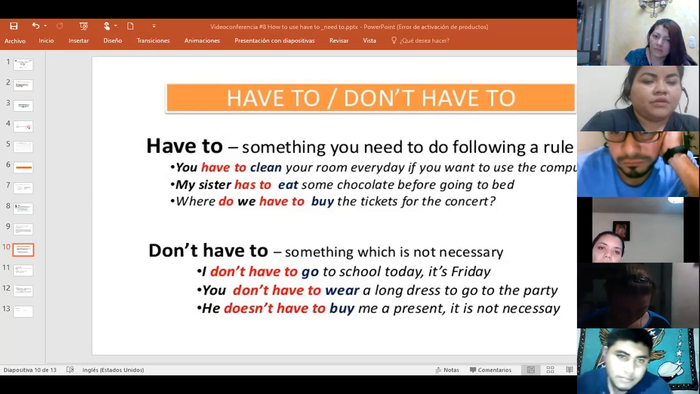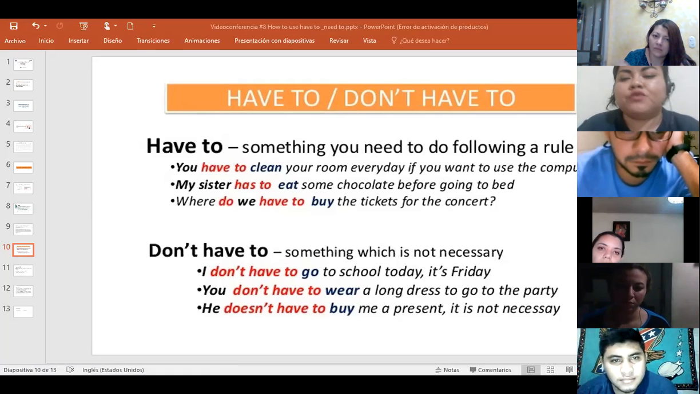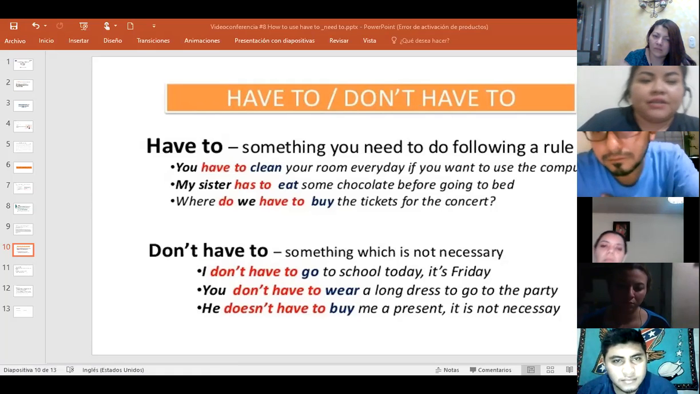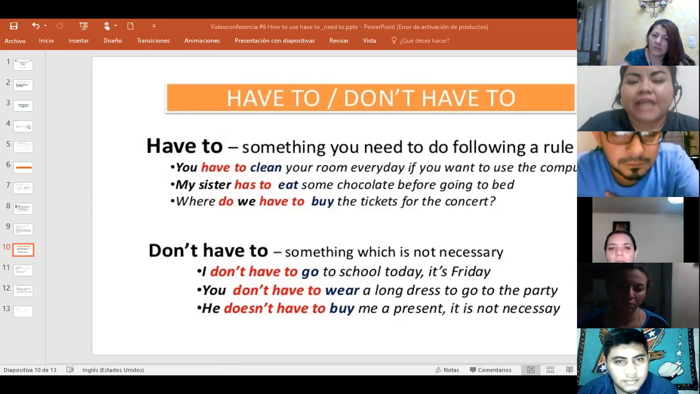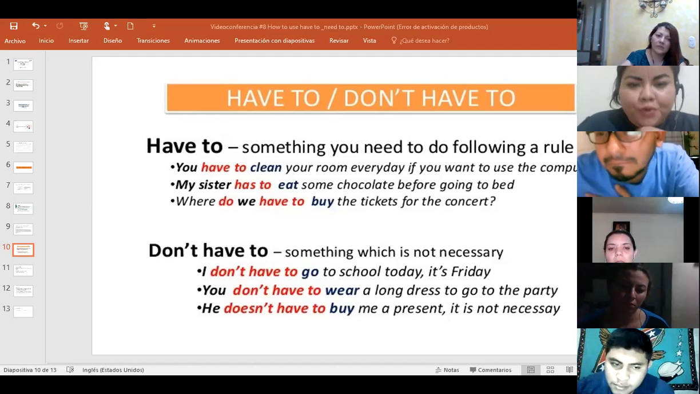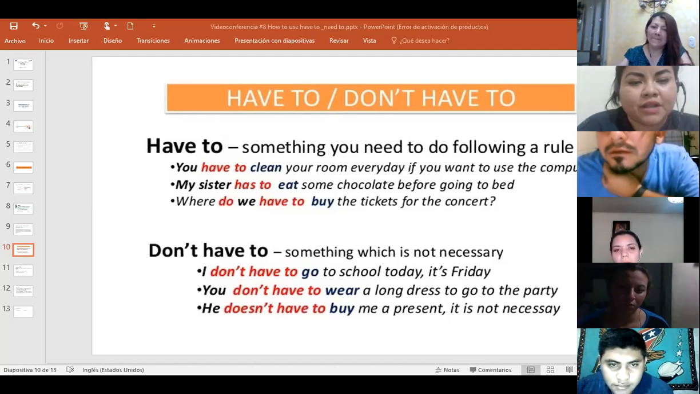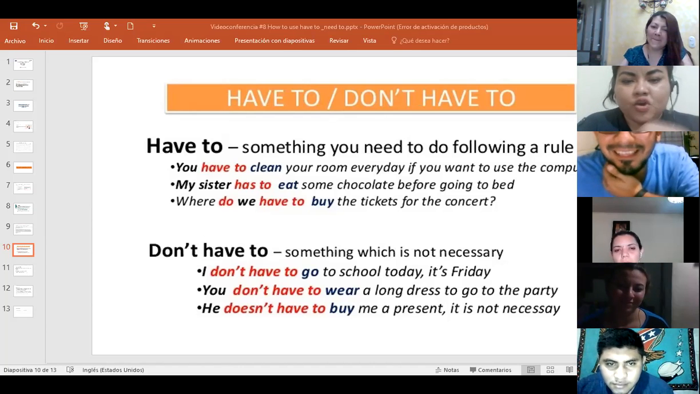Teacher, arriba está el mío, arriba el de Emerson. Arriba. I have to clean the desk or I have to tidy the desk, right? Tidy is a verb, tidy. I have to tidy. I have to buy a new computer, very good. Amilcar, I'm so sorry. Lo siento, Amilcar. I have to buy a new computer.